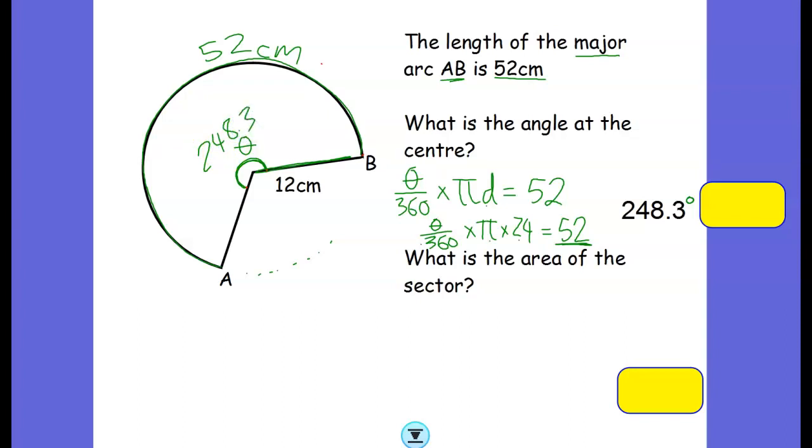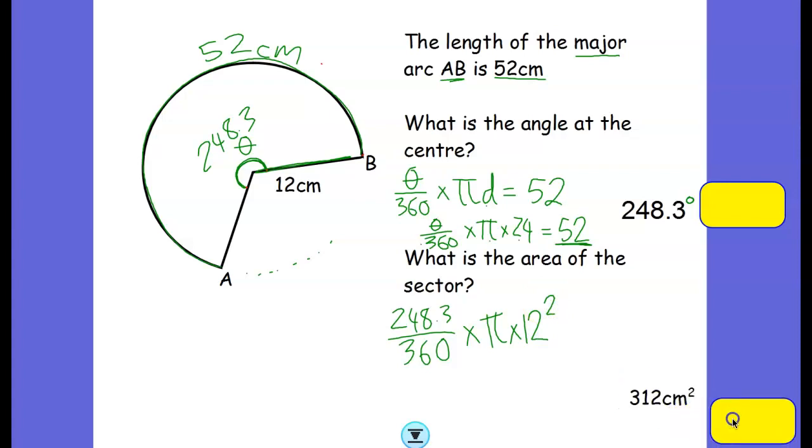Now that I've got that angle as 248.3, I can find the area of the sector. So I'll do 248.3 over 360 times pi times the radius squared. And if you want to try that one, you should get 312 centimetres squared. So there you go. That's a much more tricky example where you have to work backwards. But as long as you're comfortable with rearranging formulas and you put all the information in bit by bit, you should be able to get there. Arcs and sectors.